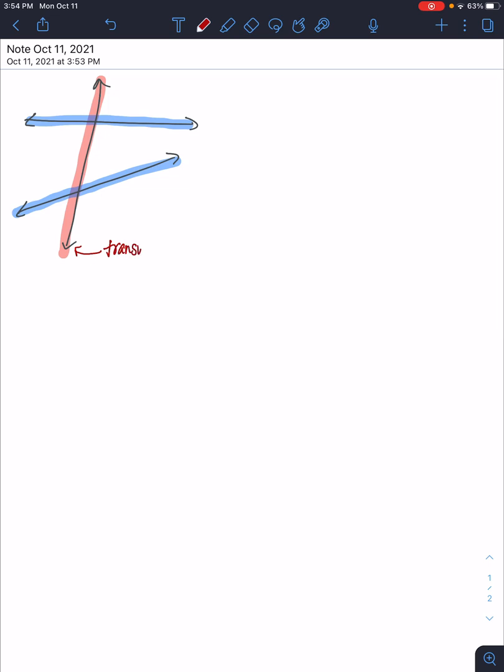That is referred to as the transversal. Now, all it means to be a transversal is a line that intersects two or more lines. So it's possible that there are multiple transversals in a diagram, but we're going to look at this first type of diagram where we just have that one transversal.